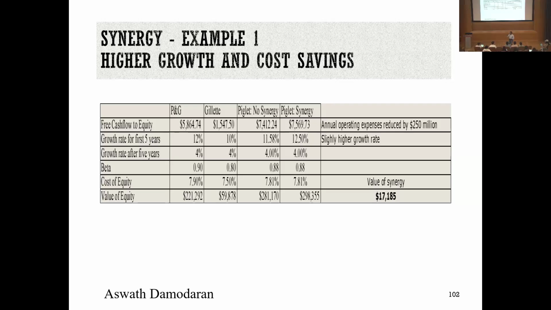Let's say you have to wait 2 years for the synergy to show up, because that's how long it's going to take. How would you adjust the value of synergy if you have to wait 2 years to get the synergy? Take the 17.2 billion. Discount it back, but now comes the question, at whose cost of capital?